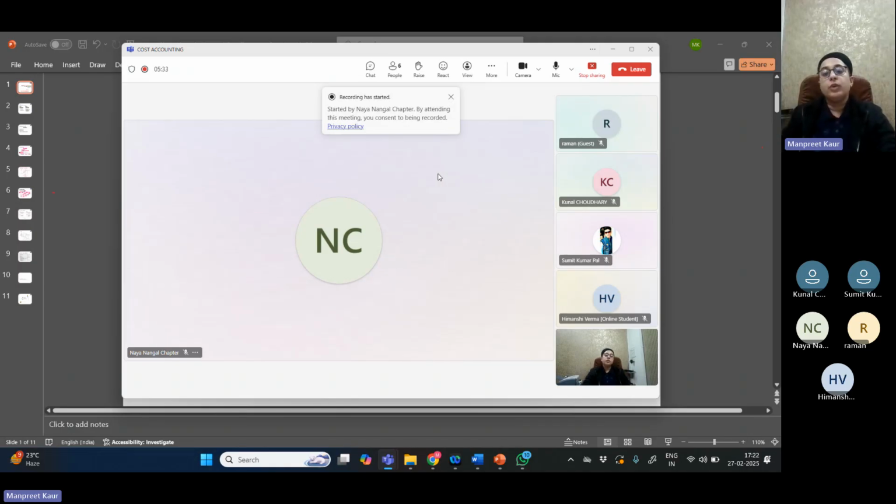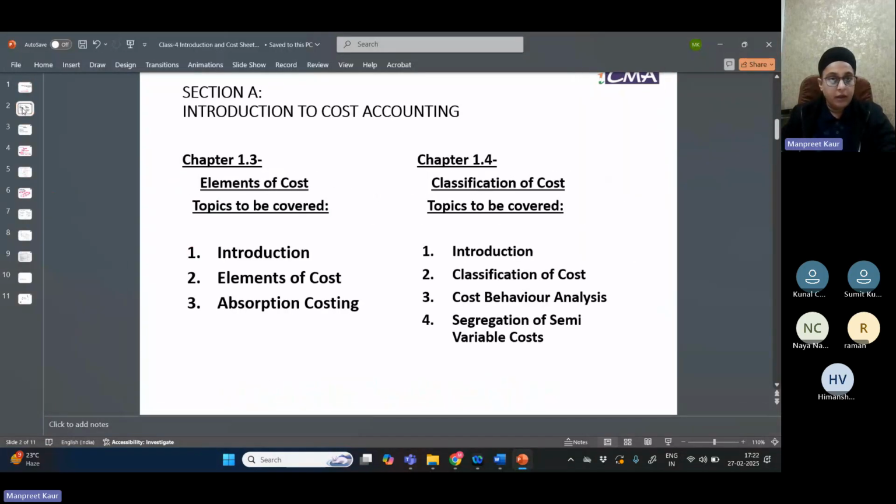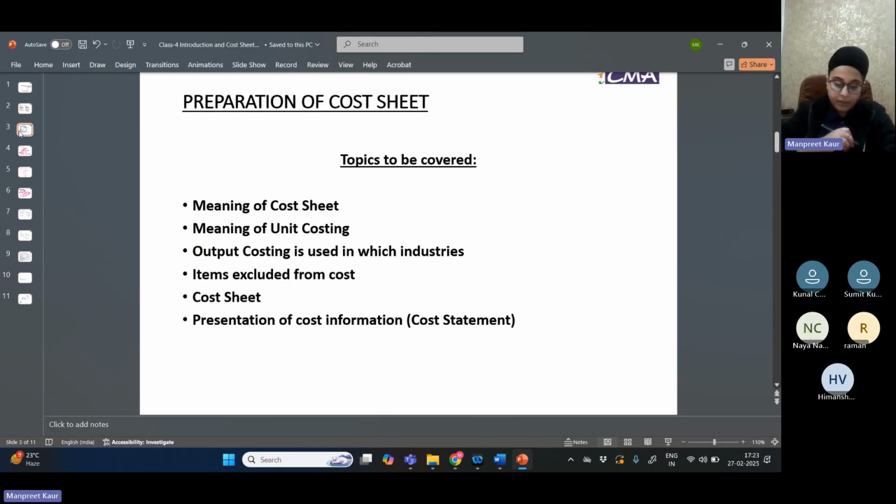Now we will discuss in today's class the elements of cost, classification of cost and cost sheet. We will cover three topics. In elements of cost, we will discuss the introduction and elements, and we had already discussed absorption costing. In classification of cost, we will discuss introduction, classification, cost behavior analysis, and segregation of semi-variable and variable cost.